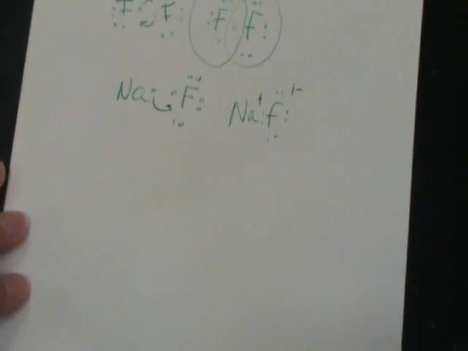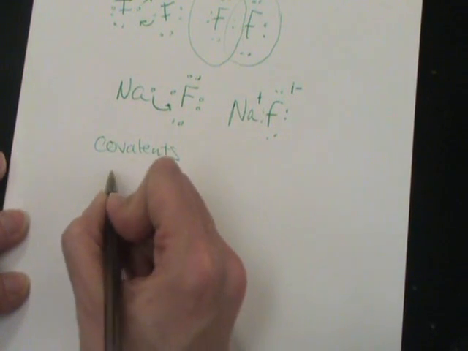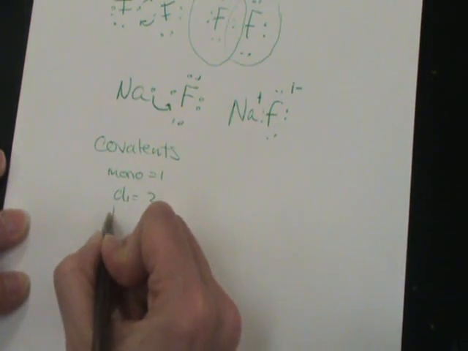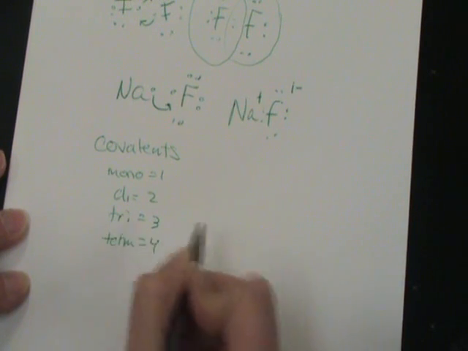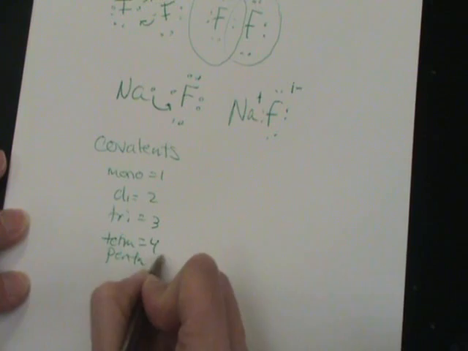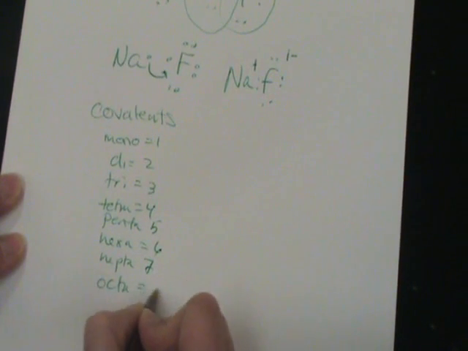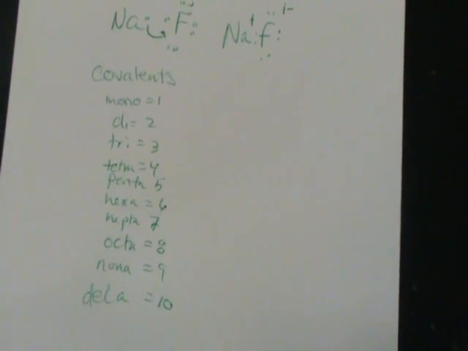Okay? And if you guys recall, when we name covalent compounds, we're going to use the prefixes mono, which is 1, di, 2, tri, 3, tetra, 4, penta, it's 5. Okay, what's after penta? Hexa, 6, hepta, 7, octa, 8, nona, 9, and deca, 10. Okay? So those are all the prefixes.